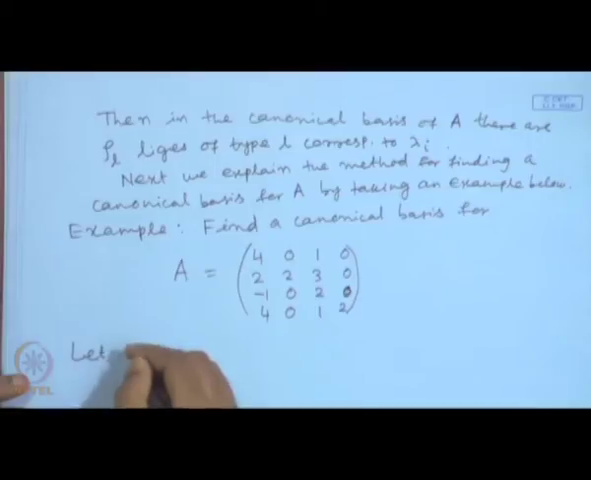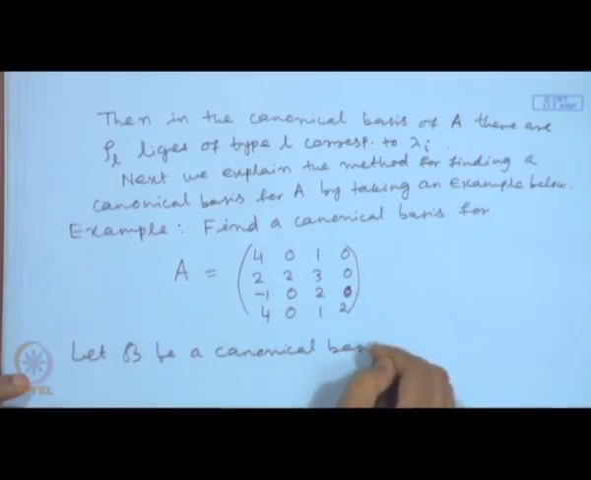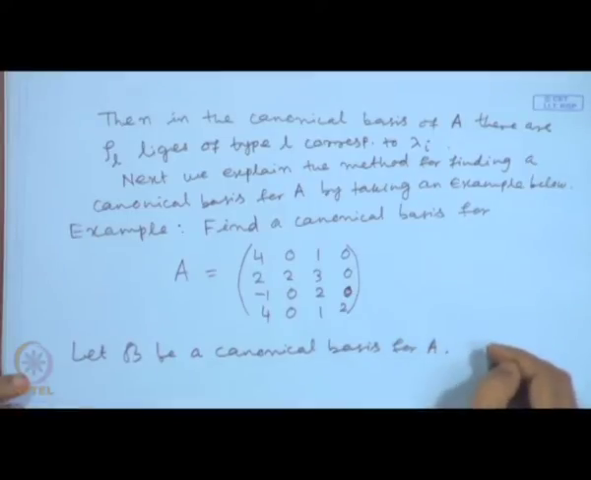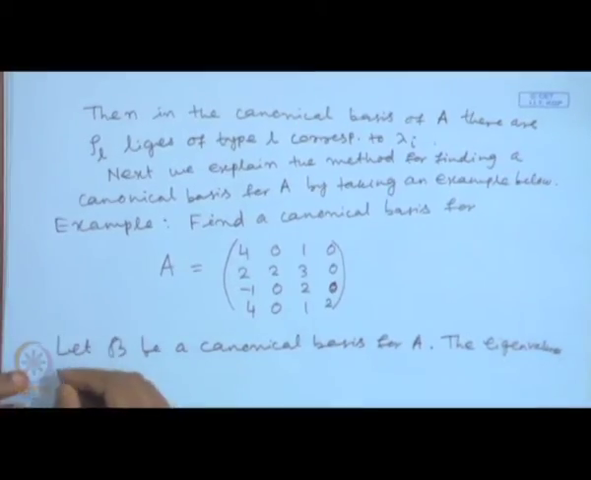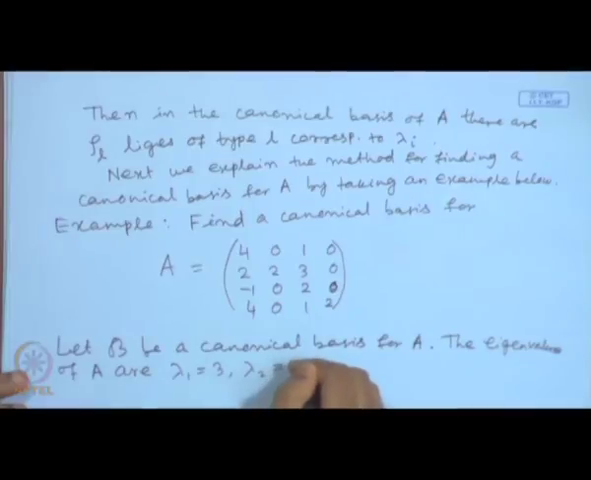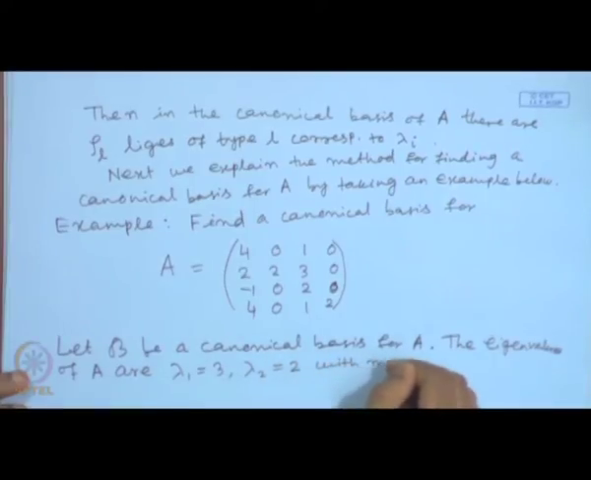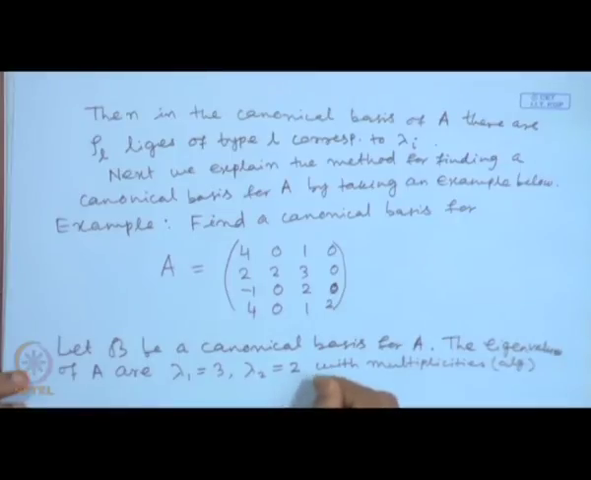Let B be a canonical basis for A. So, first we compute the eigenvalues of this matrix A. They are λ_1 = 3 and λ_2 = 2, with algebraic multiplicities m_1 = 2 and m_2 = 2.